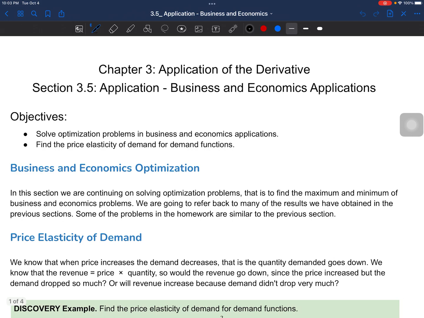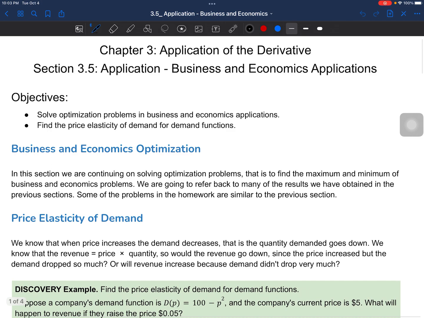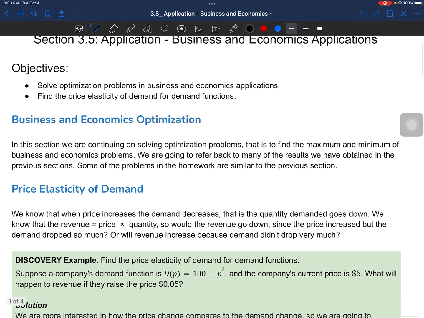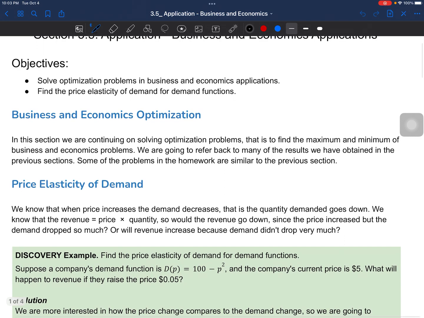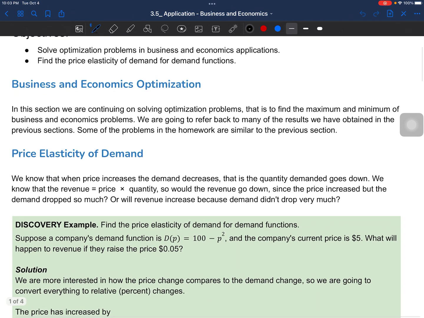We're going to introduce some business and economics applications that are related to calculus. So we're going to use this to solve and optimize problems in business and economics. In particular, we're going to find the price elasticity of demand for demand functions. We have talked about demand functions a lot, and here's a great section where we explore more of the benefits of knowing the demand function.